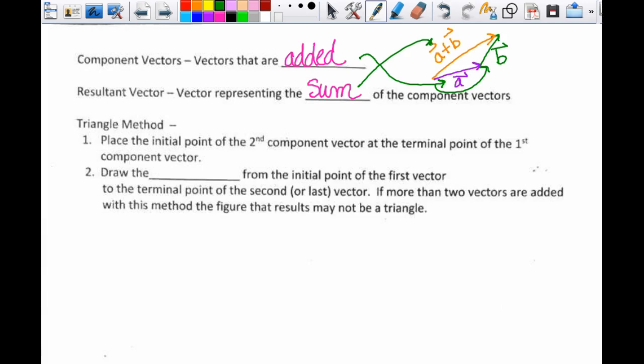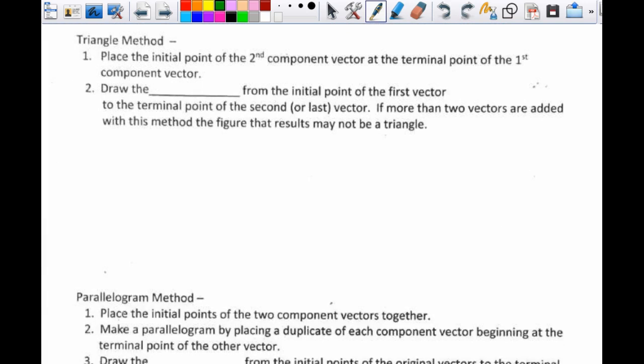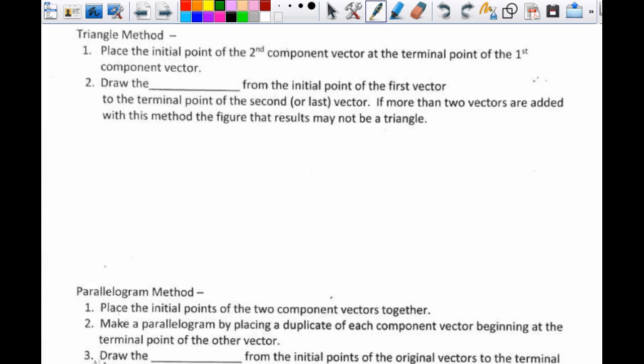All right, so when you actually add them geometrically, we place the initial point of the second component vector at the terminal point of the first component vector. So I'm going to give you two vectors. I'm going to give you A, and this is the kind of thing that I think you did probably in physics, right? Did you actually take them so you could look at force and stuff like that and put them together?